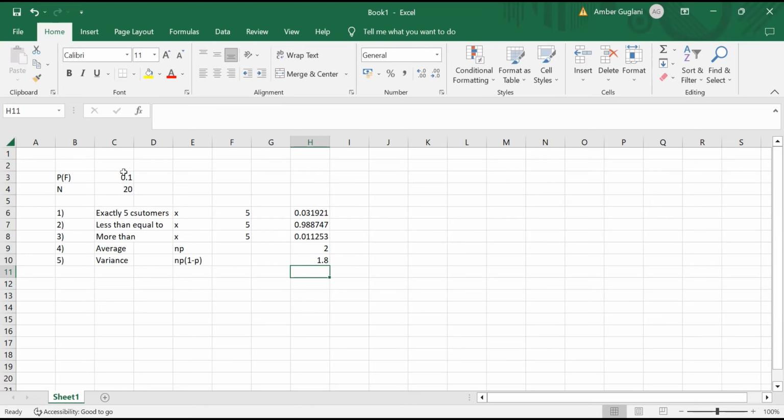Now let's try to understand this a bit more. The probability of exactly 5 customers is 3%. My average is 2 customers and my variance is 1.8. So if you're saying that 5 customers will return, the probability is very, very low that so many customers are going to return. So it's 3%, and if you look at the average and variance, it makes sense. Less than or equal to 5, there is a 99% chance that 5 or fewer customers are going to return, and more than 5, only a 1% chance.